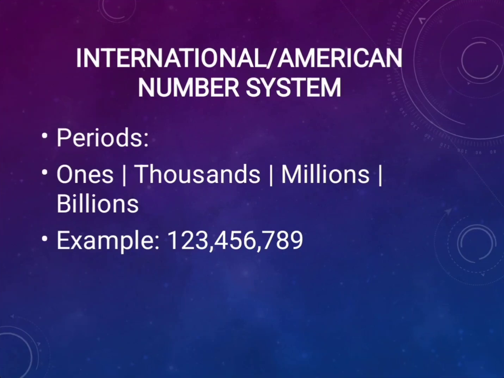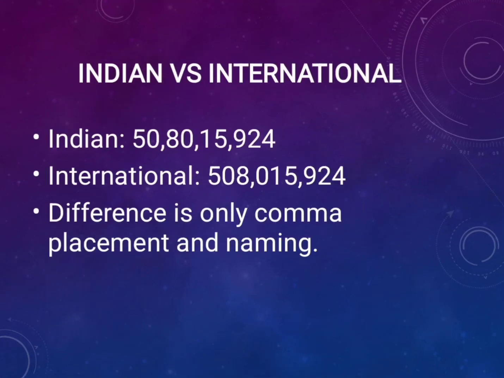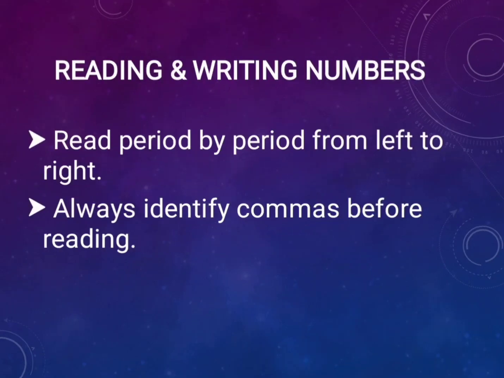Next, coming to the international or American number system. The periods include ones, thousands, millions, and billions. The comma rule is very simple here: 3, 3, 3 is the pattern. Every period has 3 places in the international or American number system. So in comparison, Indian is 2, 2, 2, 3 and international is 3, 3, 3 each. The difference is only comma placement and naming.